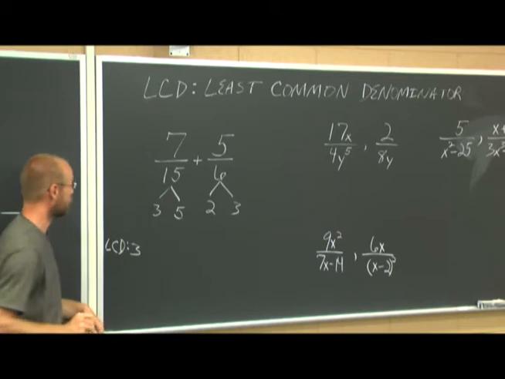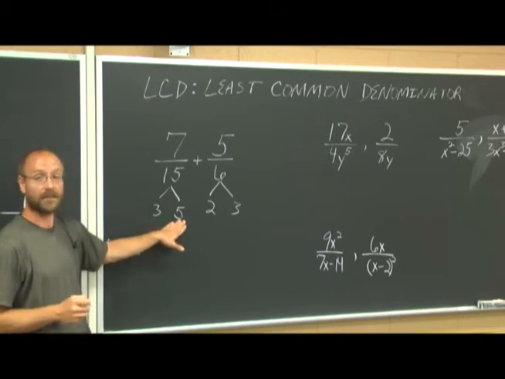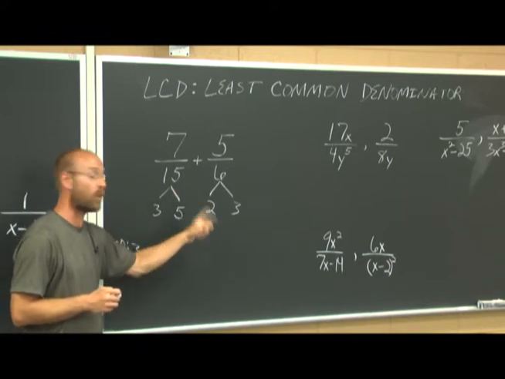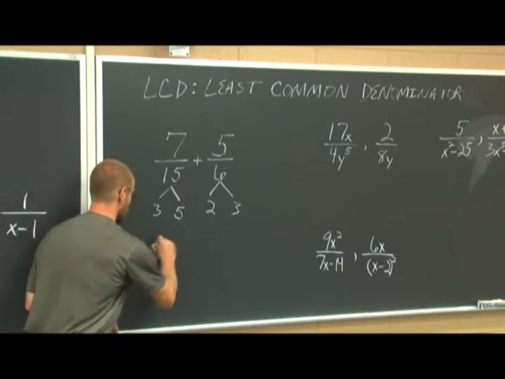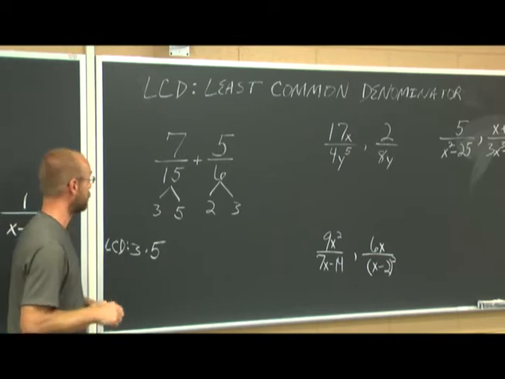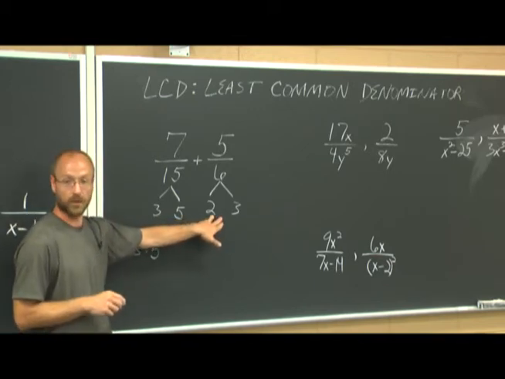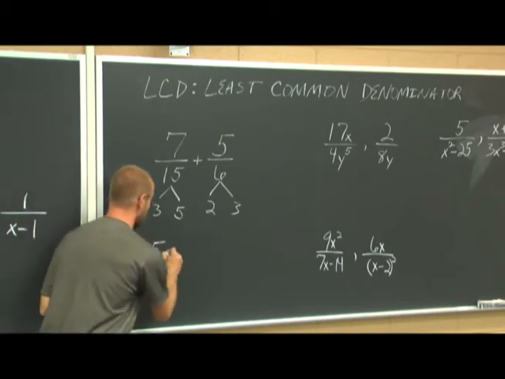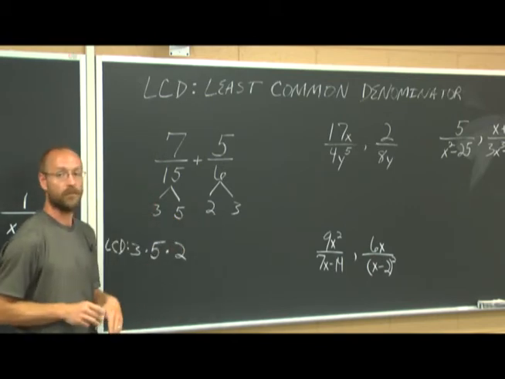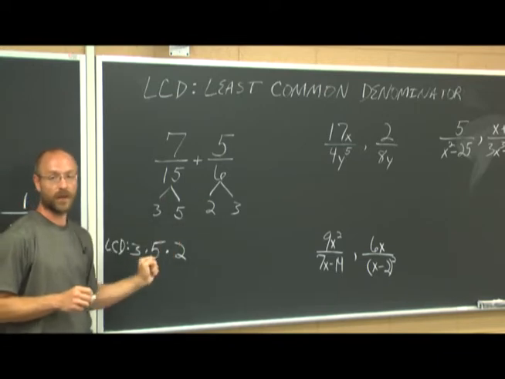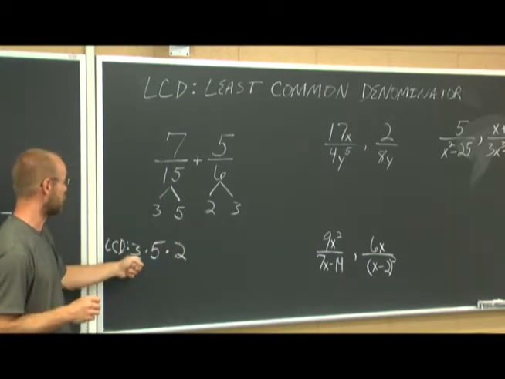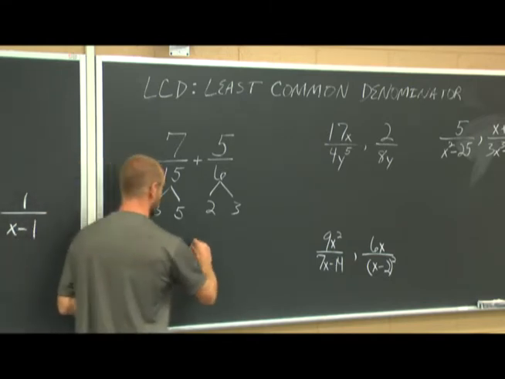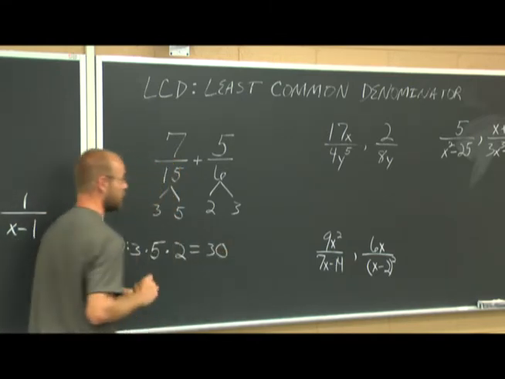So I need a factor of 3. This one has a factor of 5. This one does not. I need a factor of 5 for both of them. So we have to have that factor of 5. And then I look at this one. Well, this one has a 2, but this one doesn't. It's going to need a 2. So I must have a factor of 2 in my LCD. Now, once I've determined what all these factors are, I can just multiply them together. 3 times 5 is 15. 15 times 2 is 30. So my LCD is 30.